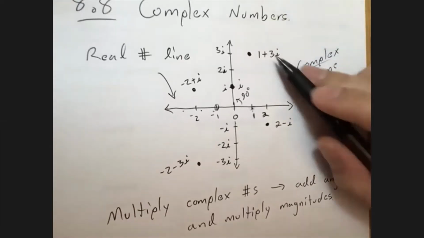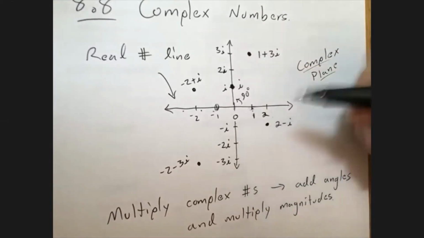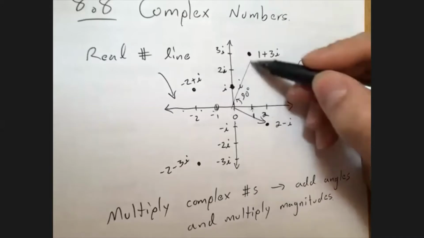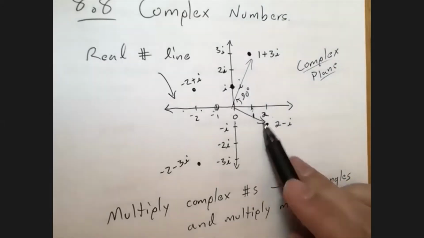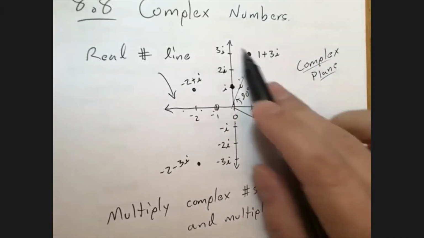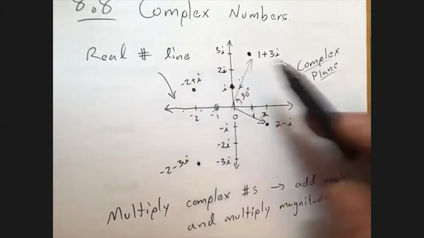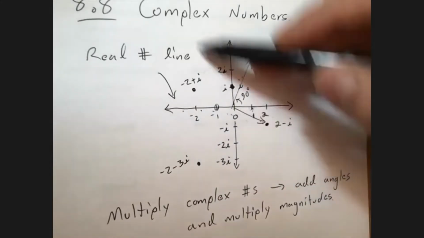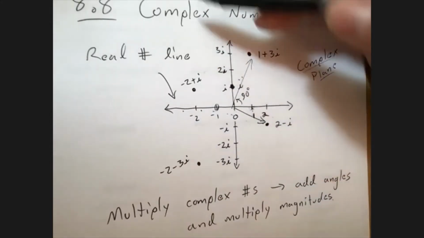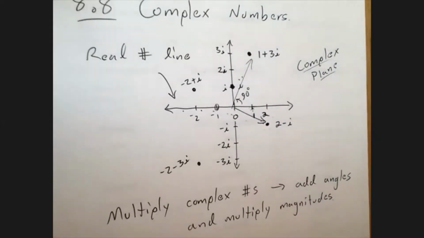I'm not going to do it for these right now, but you could multiply this complex number and this complex number, and what you're going to do is add these two angles together, and you're going to get a new complex number somewhere else, and you're going to multiply the magnitudes, and you'll see how far out it is. All right. I don't want to go too far into this because this isn't a geometry class, but that is how it works.